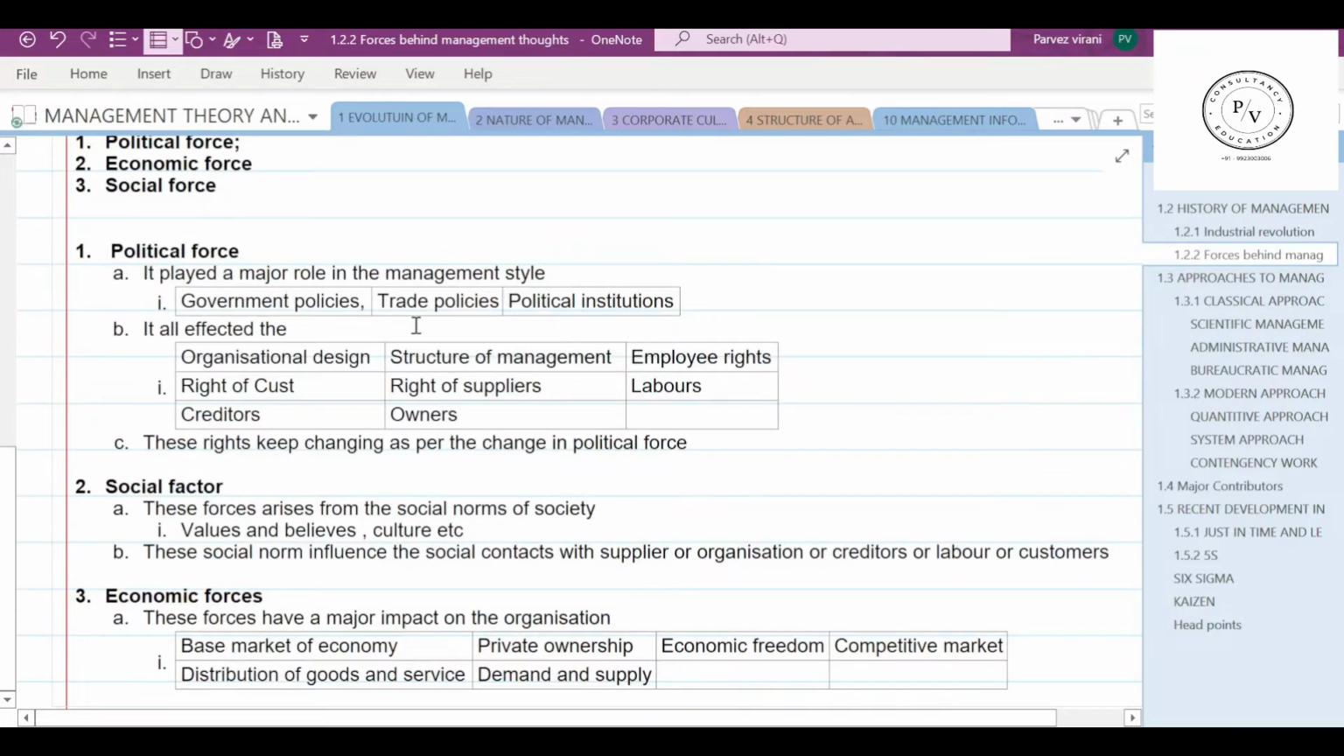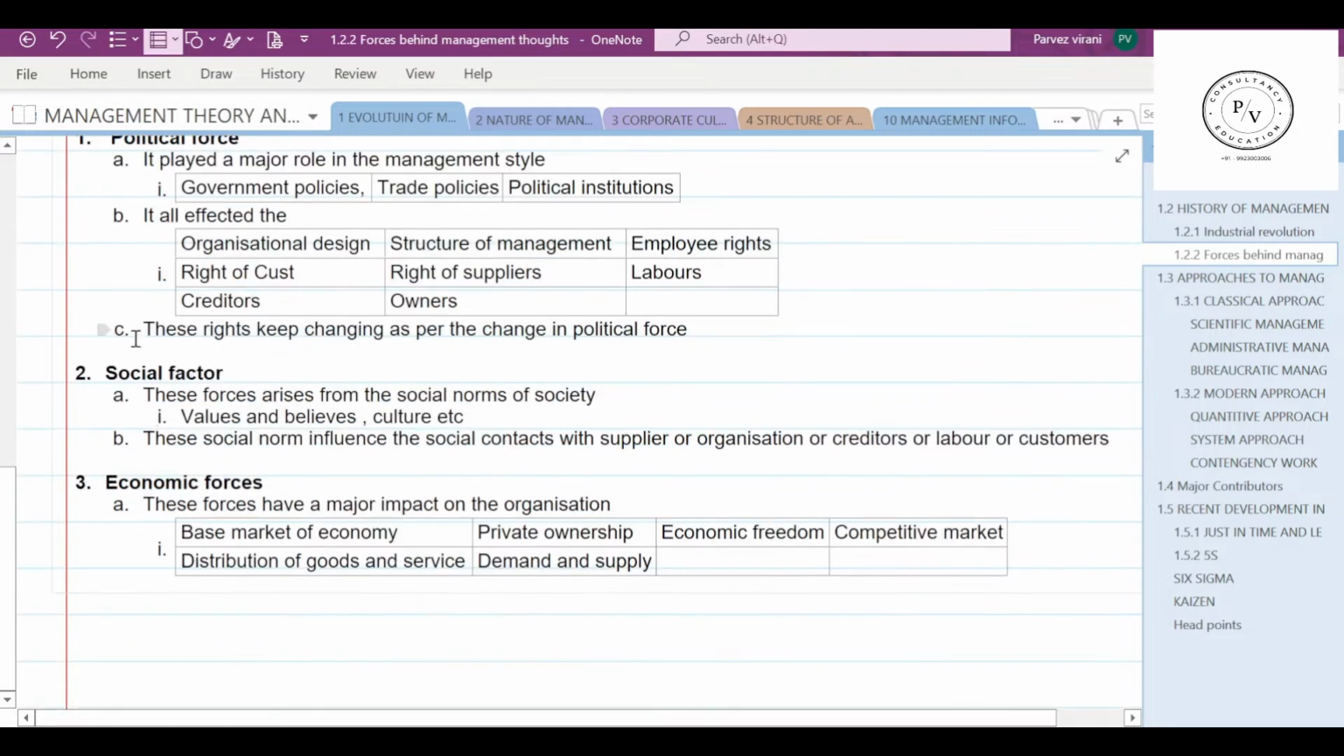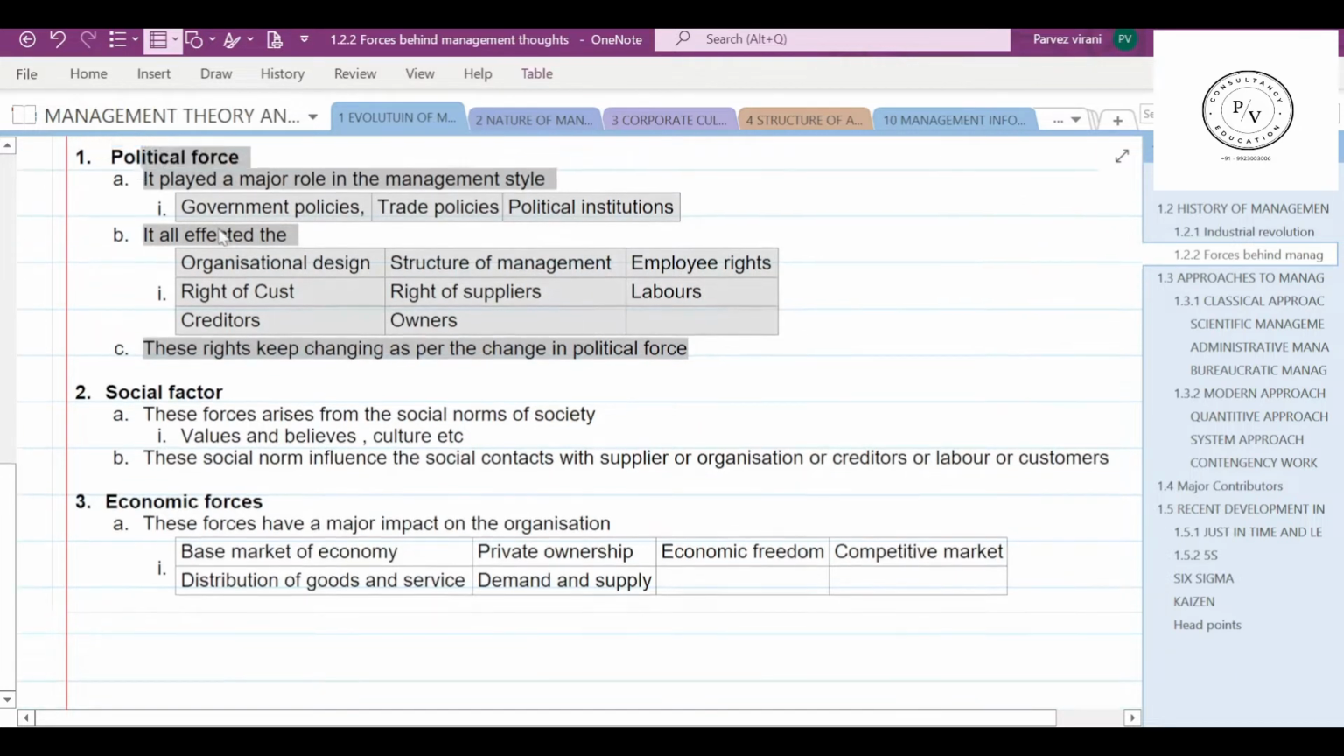These three people play a major role, and that all affects organizational design, structure of management, employee rights, rights of customers, rights of suppliers, rights of laborers, creditors, and owners. The point to see is that these rights keep changing as per the change in the political force. So that's the political force.